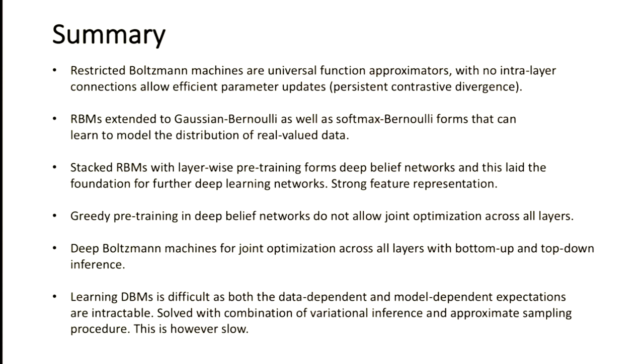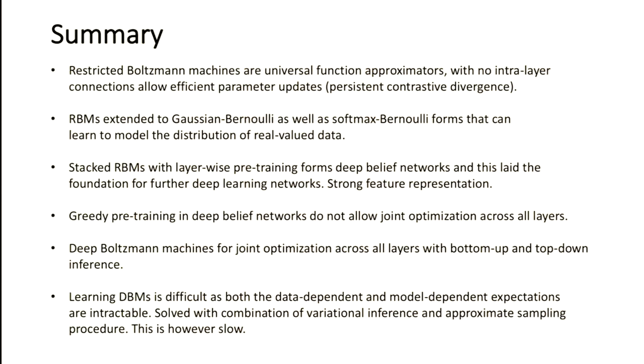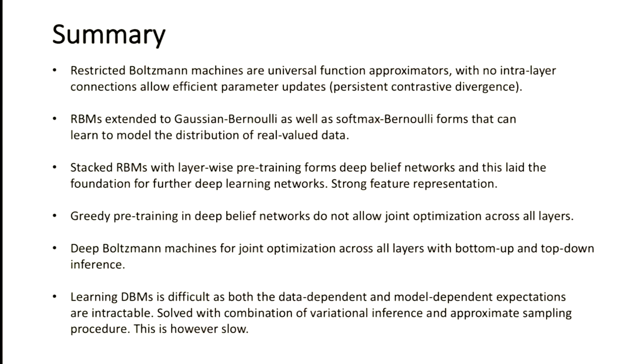Deep Boltzmann machine gives you a lot more power. So now you can jointly optimize across all the layers with both bottom-up and top-down inference. However, the caveat is that now both your expectations are intractable. Both the data-dependent and the model-dependent parts become intractable, but you can solve that, as we have seen, using a combination of variational inference using naive mean field approaches, along with an approximate sampling procedure, which we are familiar with, so basically MCMC sampling. But as I said, this model, though very powerful, is significantly slower as compared to the previous models.